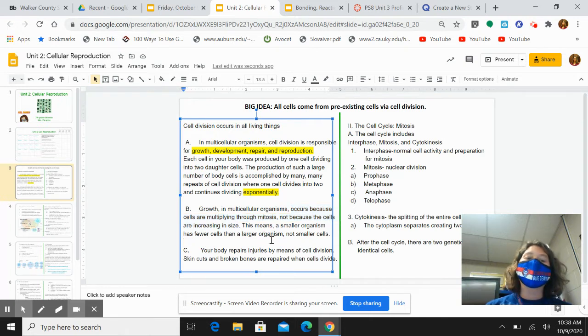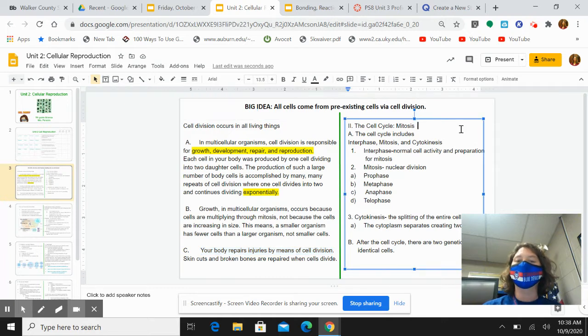So smaller organisms have fewer cells, large organisms have more cells. Letter C, your body repairs injuries by means of cell division. Highlight that. Your body repairs injuries by means of cell division. And it gives some examples there. Those examples will probably be on your test.